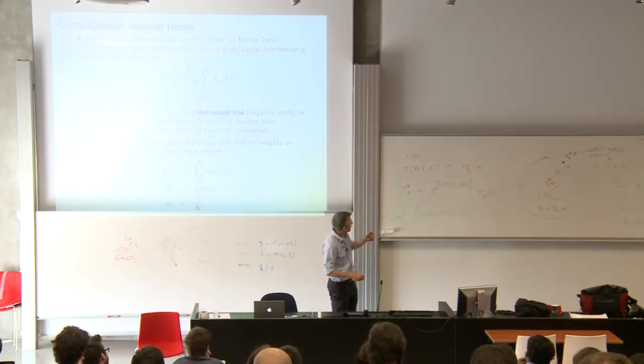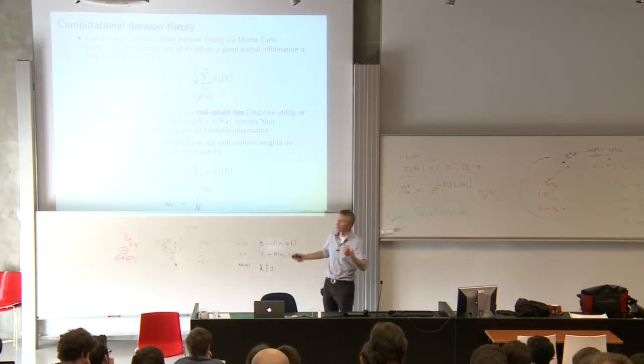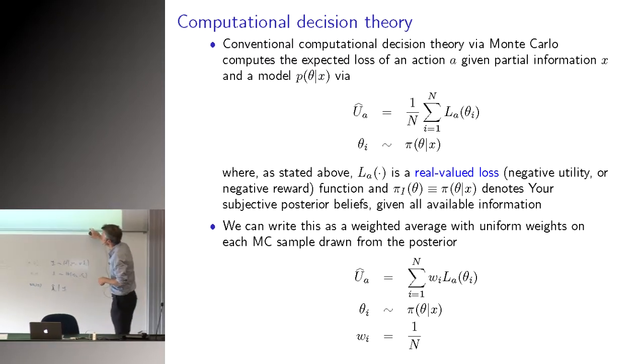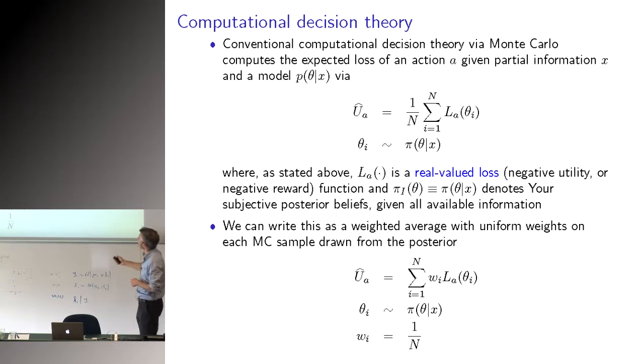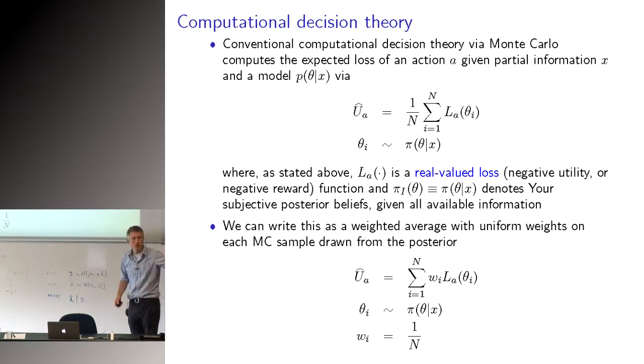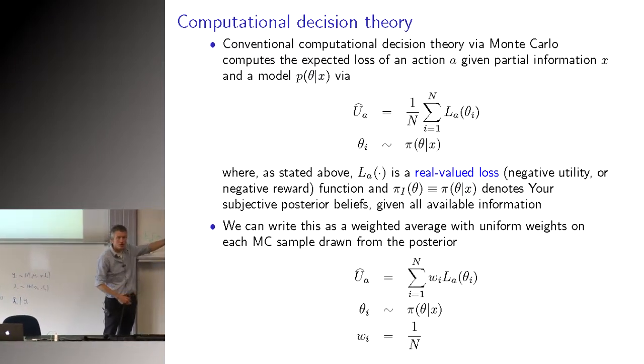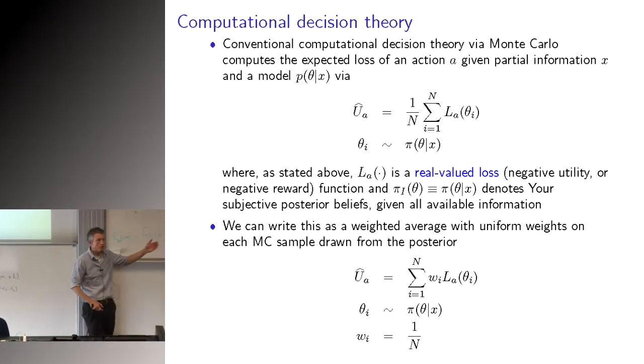Well, the standard approach to calculating would be to just take the empirical average. And so what you note here is that, trivially, I can write this standard Monte Carlo as a weighted average where the weights are just uniform. You just draw your samples from the posterior marginal here, and then you just take averages of the quantity of interest, the loss function.